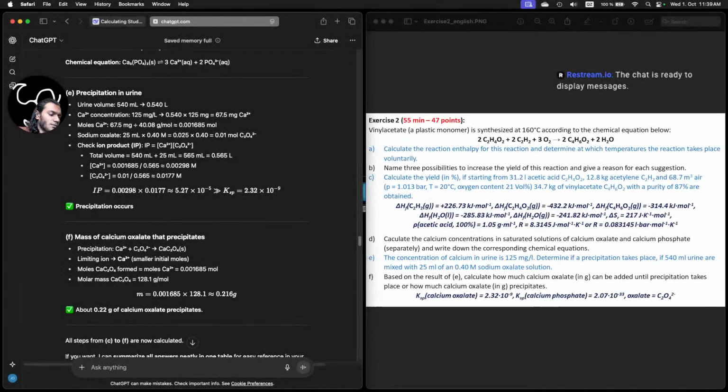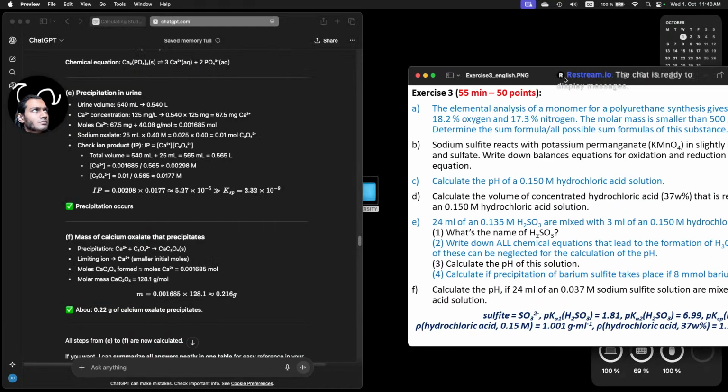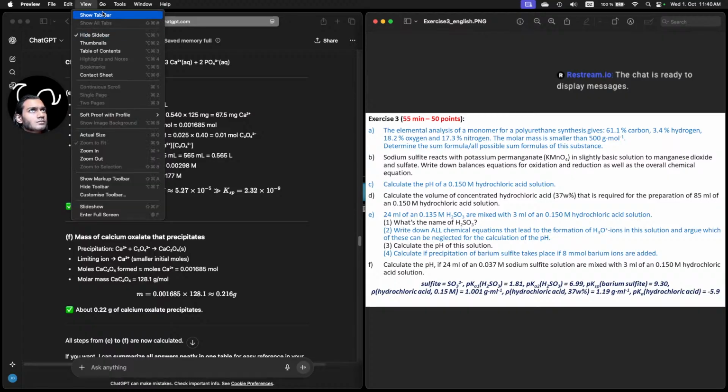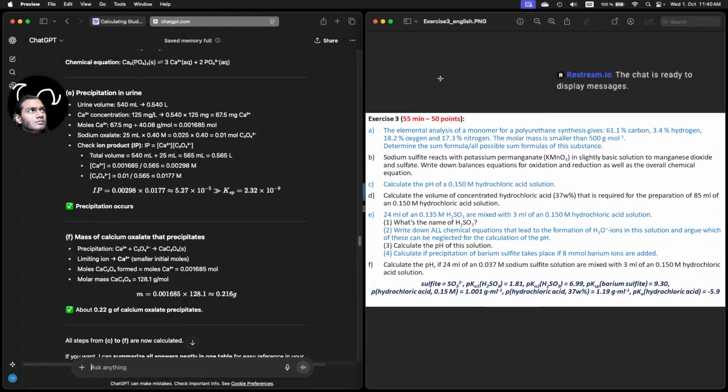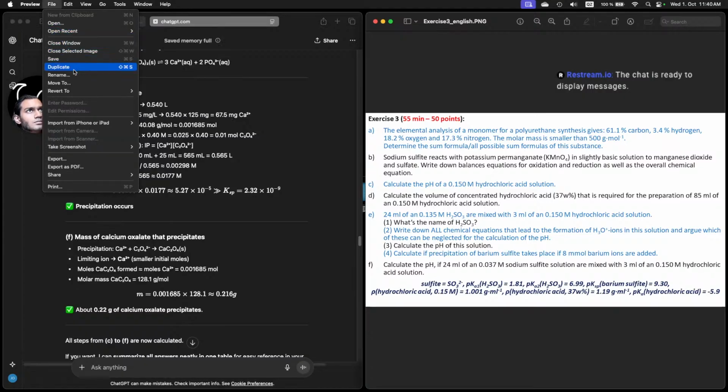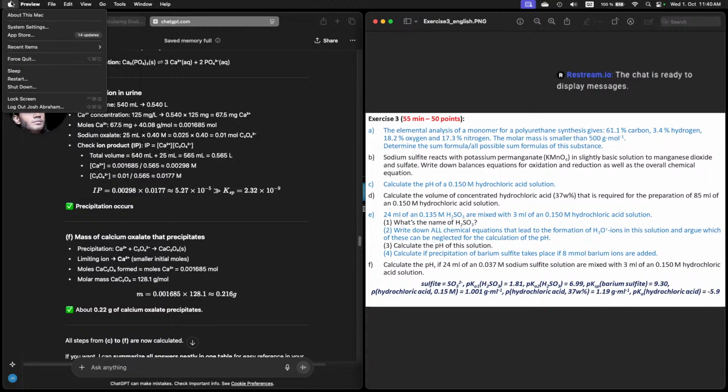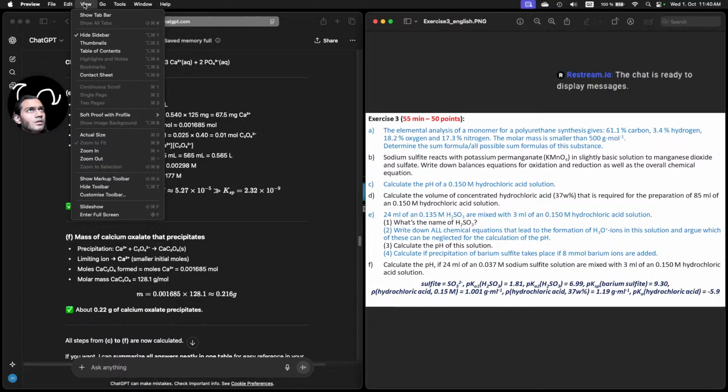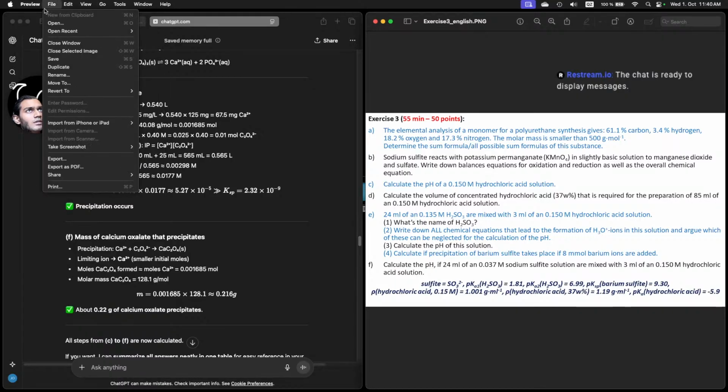Shut up, Siri. Goddamn it. Why? File. No, I want to see the place where it's saved. I can't even.